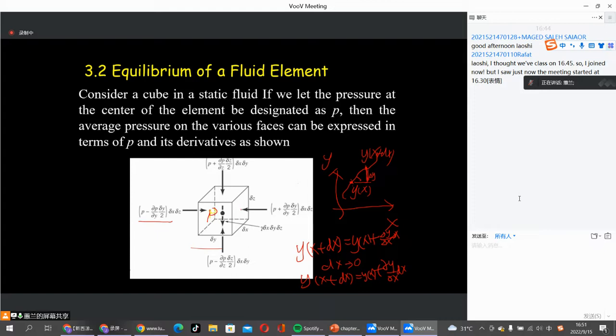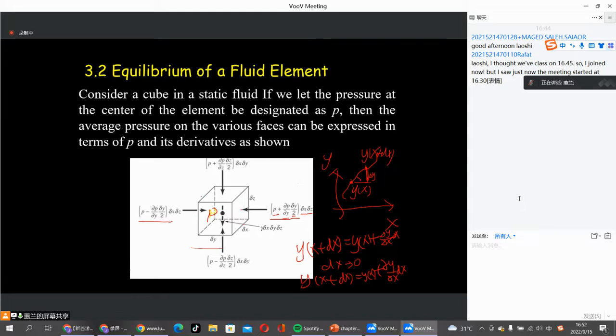We assume the value is p, and so the pressure at the center of one surface should be p plus the spatial derivative dp/dy times the distance to the centroid, that will be half dy, right? And then times the area, delta x delta z, the area of the white surface. It will be the pressure force acting on this white surface.